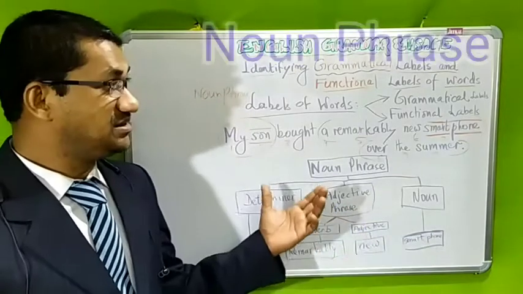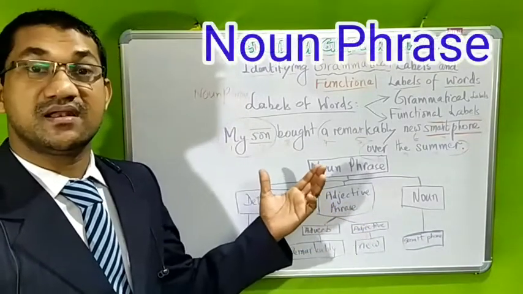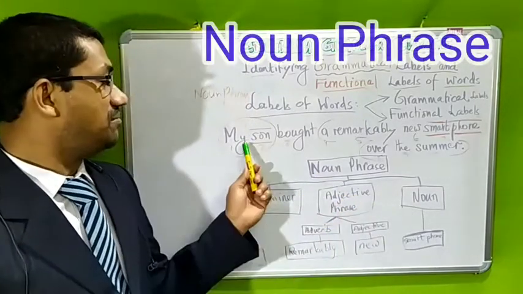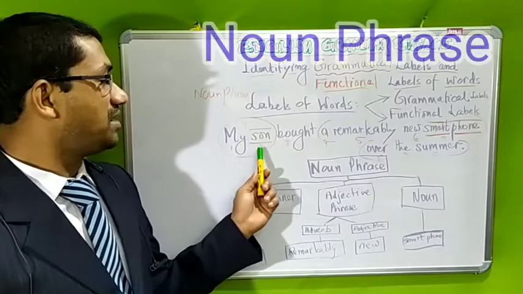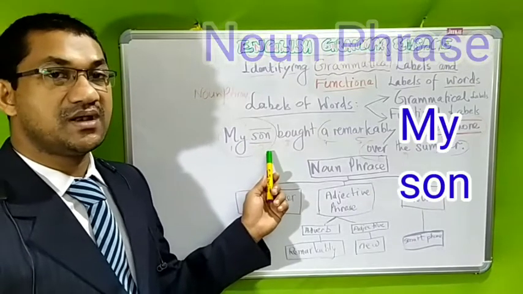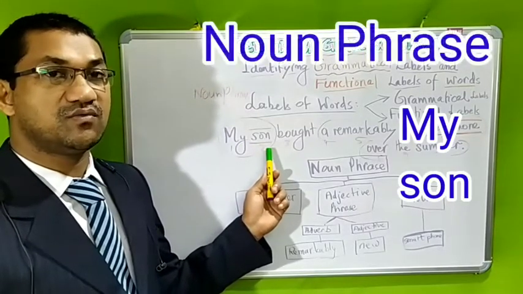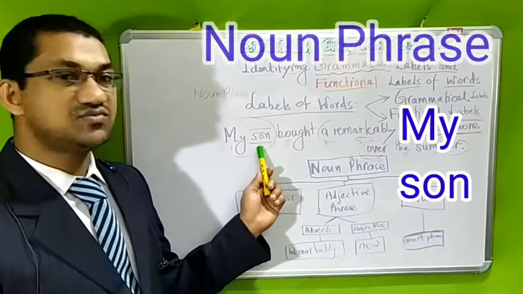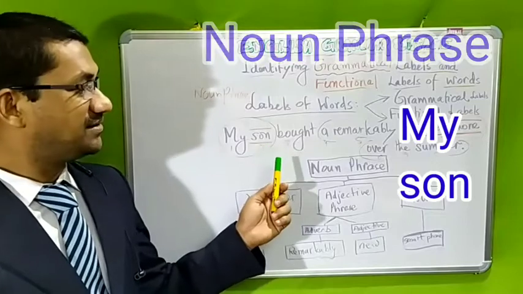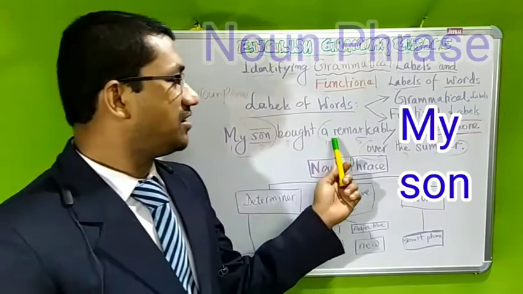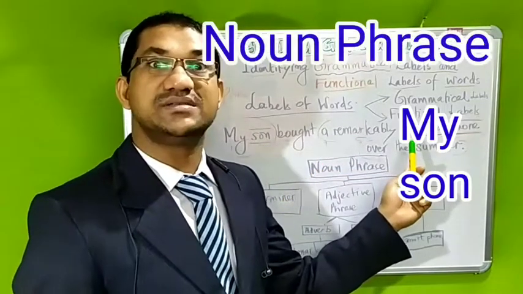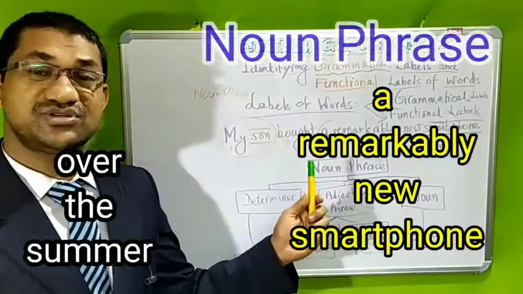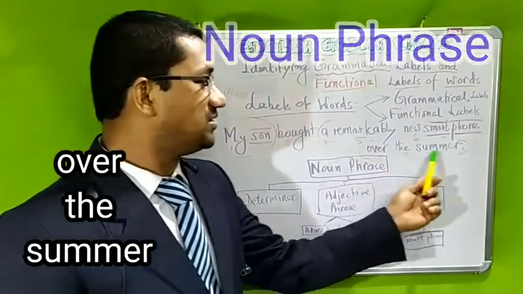And now in this sentence we have noun phrases. We have two noun phrases. One of the noun phrases is "my son." Okay, "my son" is a noun phrase. A noun along with another word, or words, is known as a noun phrase, right? So this is one of the noun phrases. Then another noun phrase is "a remarkably new smartphone." And we have, of course, a preposition phrase like "over the summer."